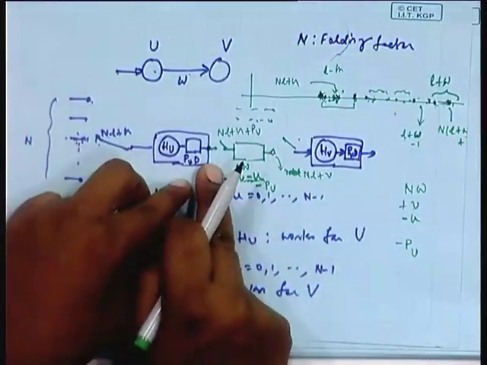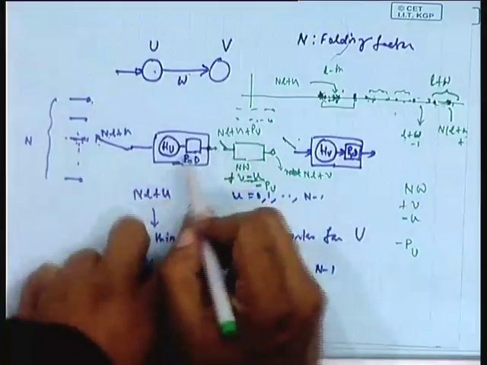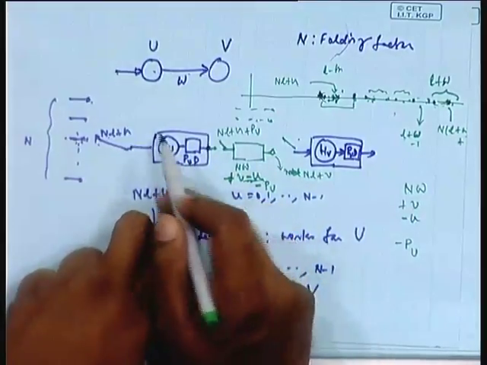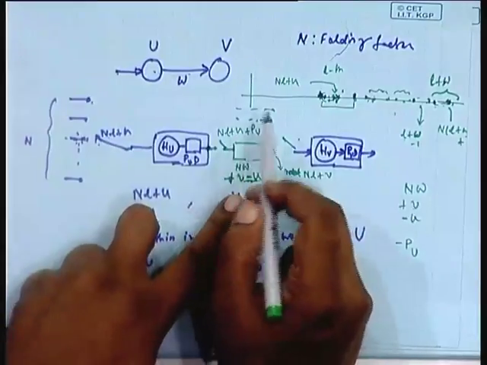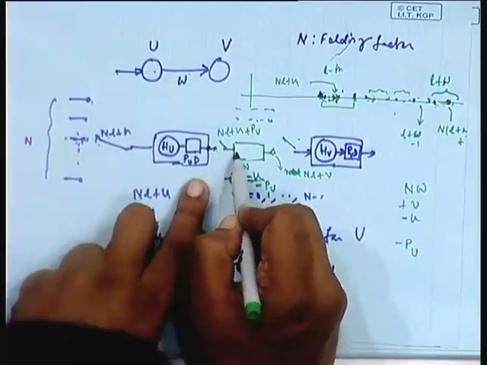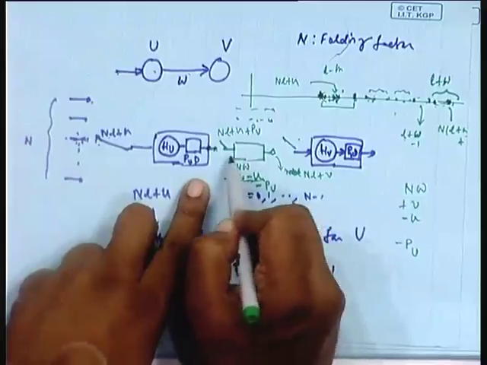So that will be processed here. It will come out at what point of time? N L plus U plus P U, because there is a delay. At that point of time, this output will be connected to this particular delay line.